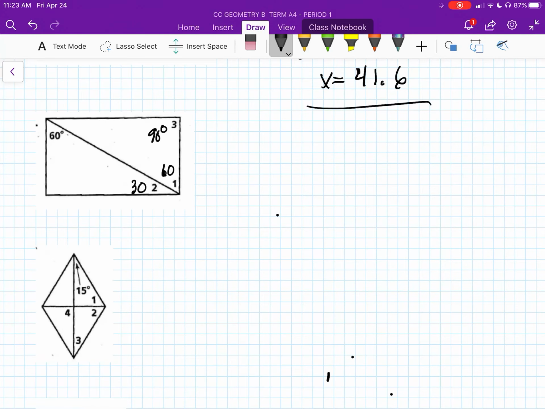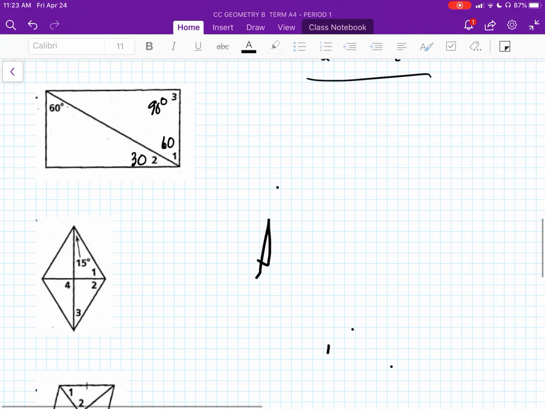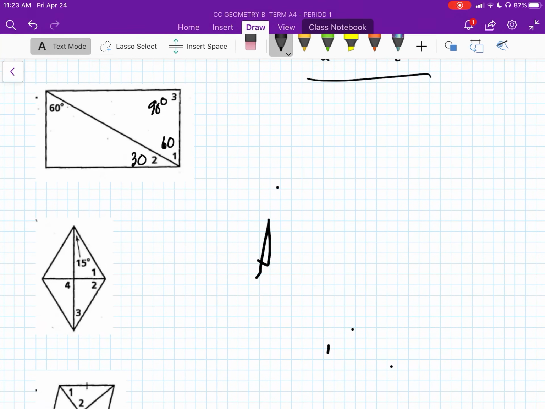All right, next one. So we have a rhombus. All right, so I'm going to stop for now, and then I'm going to go on to the next video, and then we'll continue.